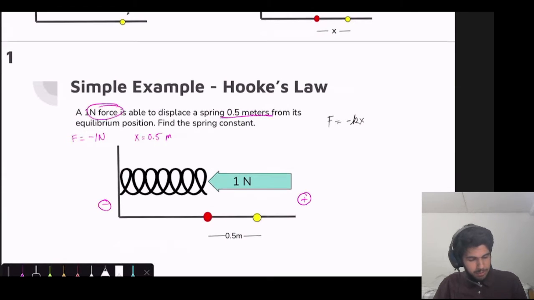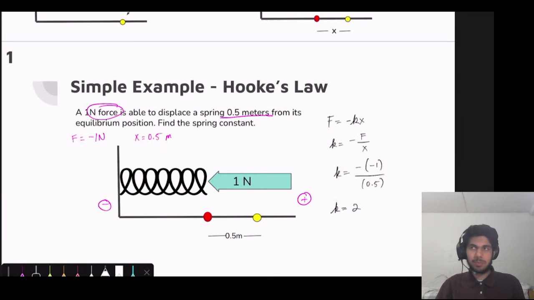If we do a little bit of rearrangement, we get k is equal to negative F over x, and then we can just substitute in what we have. Negative force is negative 1, x is 0.5, so k is equal to 2.